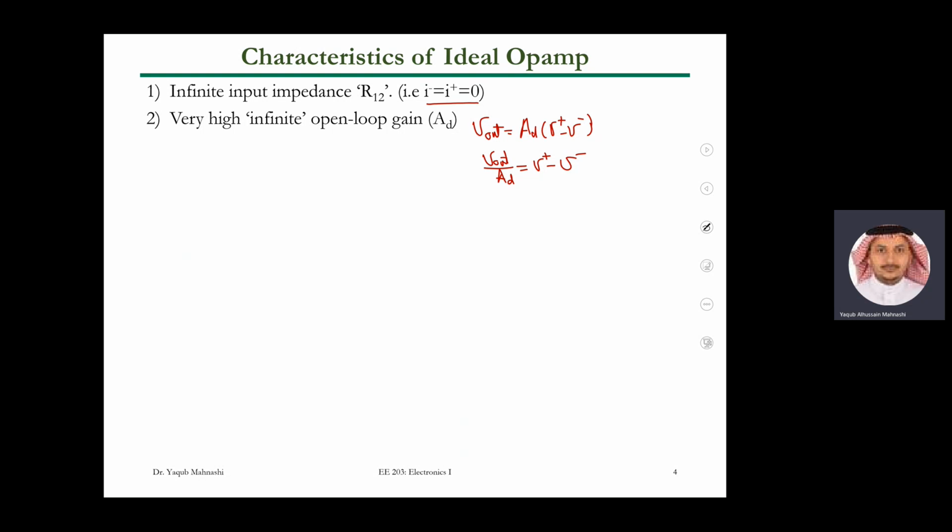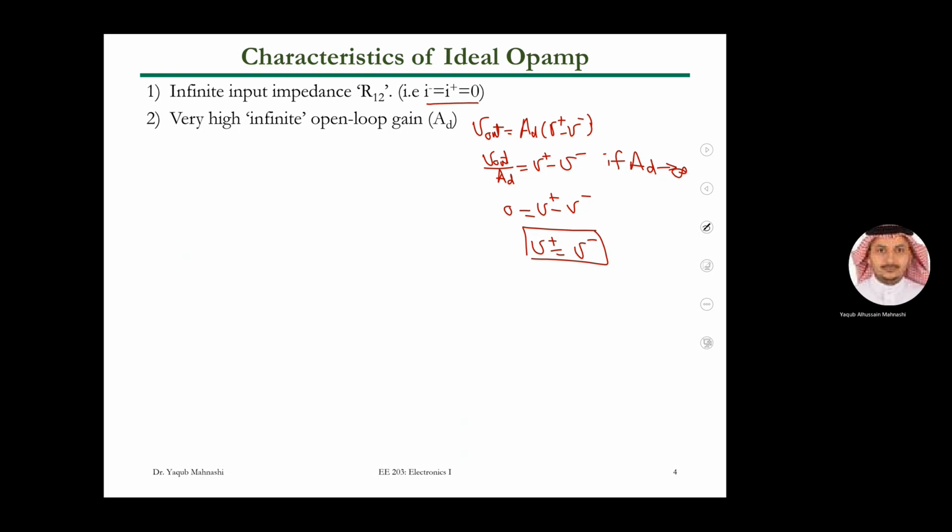If the open loop gain AD is infinite, what will be the equation? Can I say this one, 0, equals V positive minus V negative? Of course, if AD goes to infinity. That's correct. And then we have a very important result saying that your V positive is actually tracking V negative. It's trying to track V negative. And this is correct when you have what?